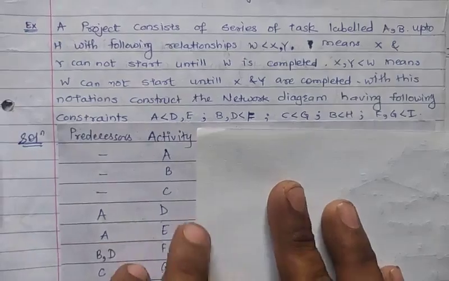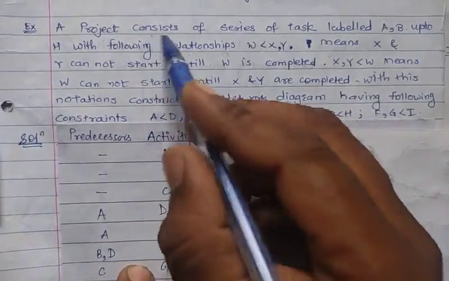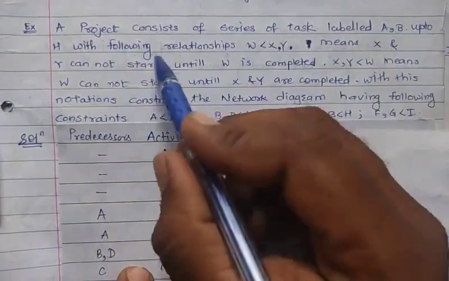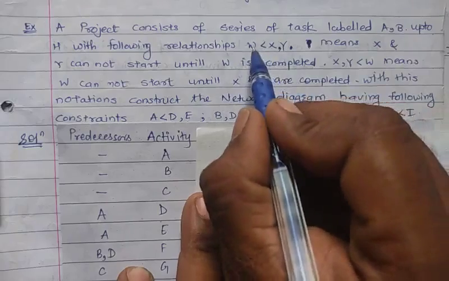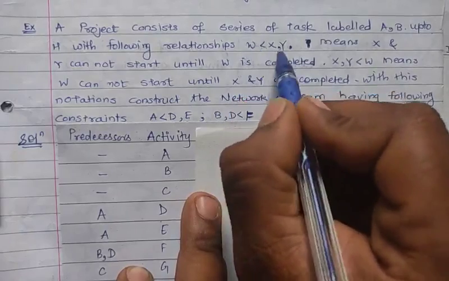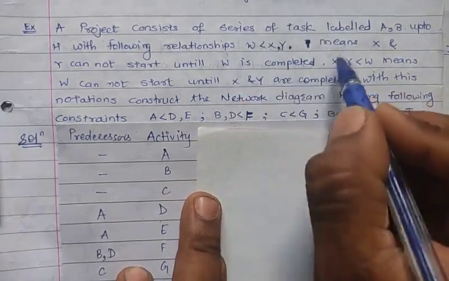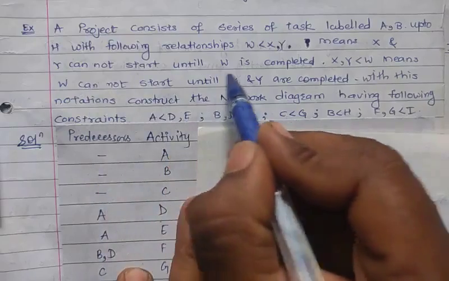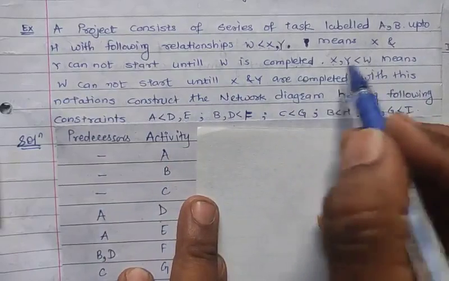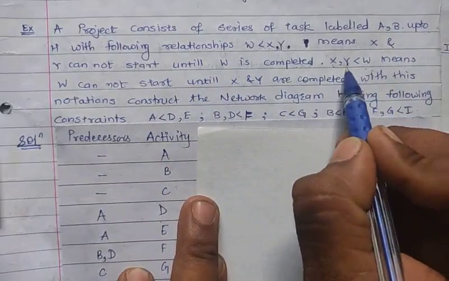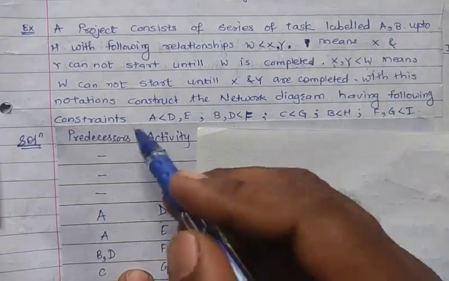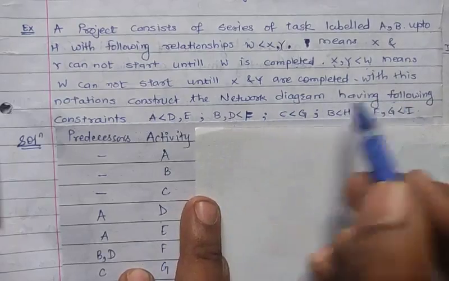Now let's see another example. A project consists of a series of tasks labeled A, B, C, D up to H with the following relationships. W succeeds XY. So W is the predecessor and XY is the successor, meaning X and Y cannot start until W is completed. And XY precedes W means W cannot start until XY is completed. With this notation, construct the network diagram having the following constraints.